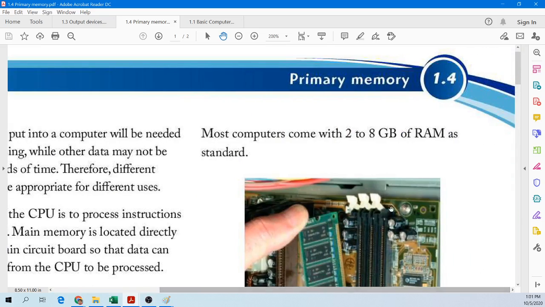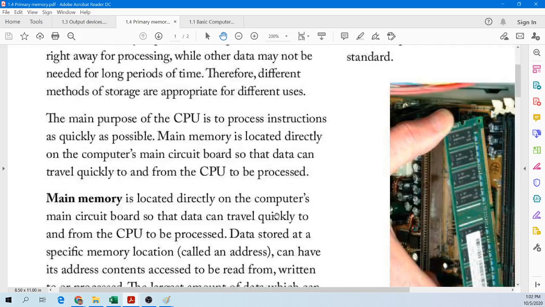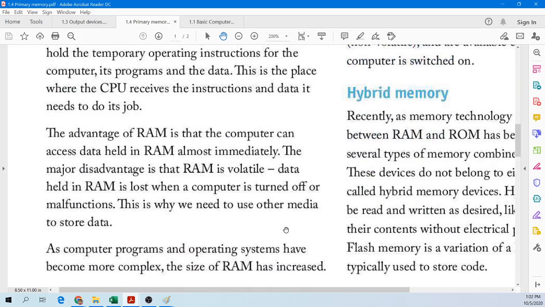Now most computers come with 2 to 8 gigabytes of RAM. Later on we're going to look at what GB stands for, but it stands for gigabyte. We'll look at that more. But the standard right now is about 2 to 4. I think this is a bit old, but the standard should be right now about 4 to 8, because 2 gigabytes is no longer enough to run a computer effectively.